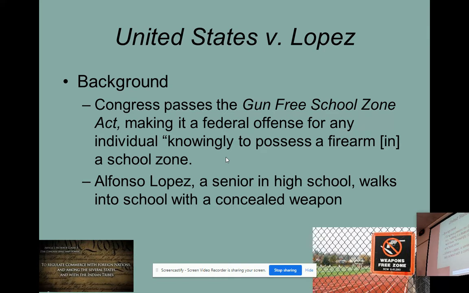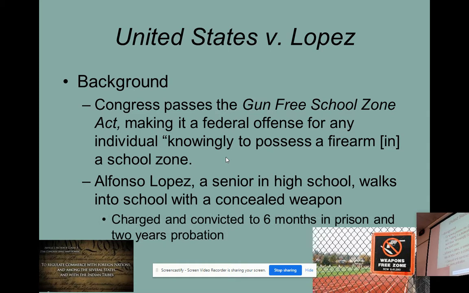As I mentioned originally, you don't need to know this, but he was tried under the state law first. It's one of those instances where there are concurrent powers. The state has power to pass laws, the federal government has power to pass laws. The state charges are dropped, and he's charged under the Gun-Free School Zone Act, which is a felony. He's going to be a felon for bringing a gun to school. He's convicted to 6 months in prison and 2 years probation.